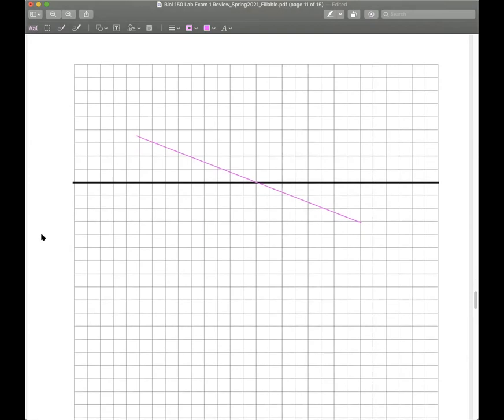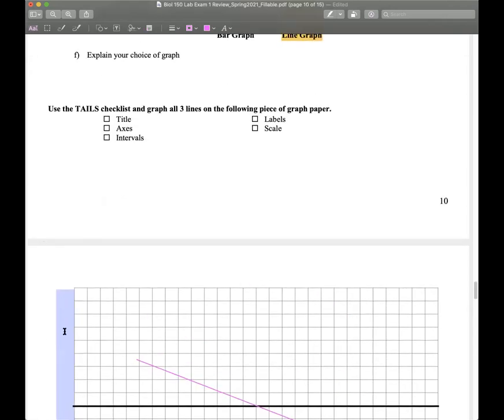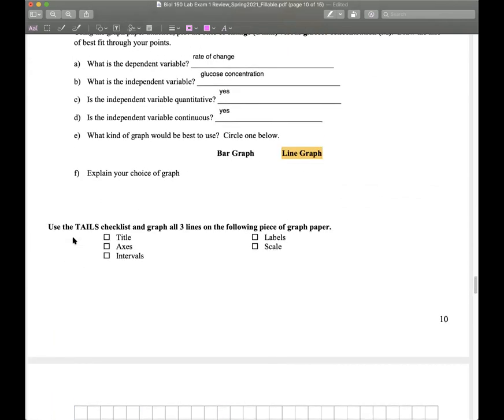So, Professor, the y-axis is the dependent variable or the independent variable? Y is the dependent. Okay, and then the x-axis is always independent. Correct, yep.